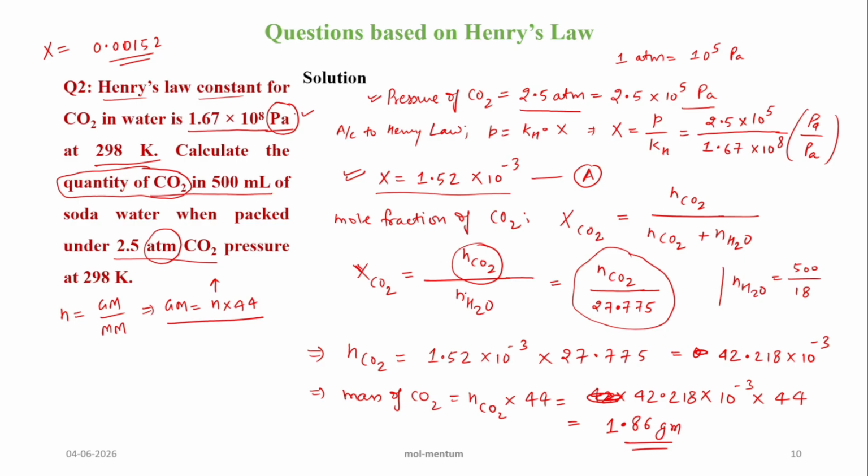CO2. Second most important part is this value, number of moles of water. If it is 1000 instead of 500, then you will take it as 55.55. But since it is 500 ml, you will take it as half of 55.55, which is 27.77. Then solve this, and ultimately you will get the number of moles. Then multiply number of moles with molecular mass, and you will get the actual mass.